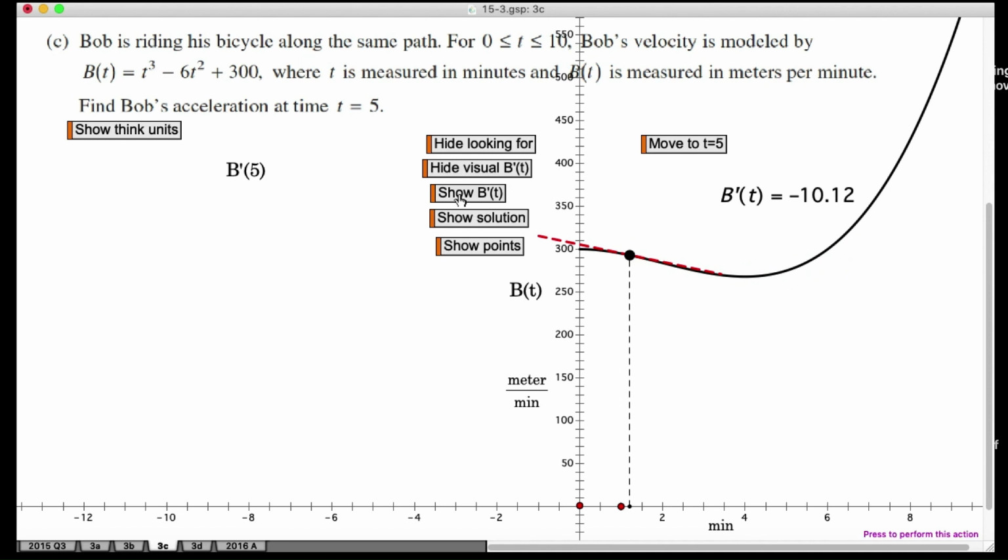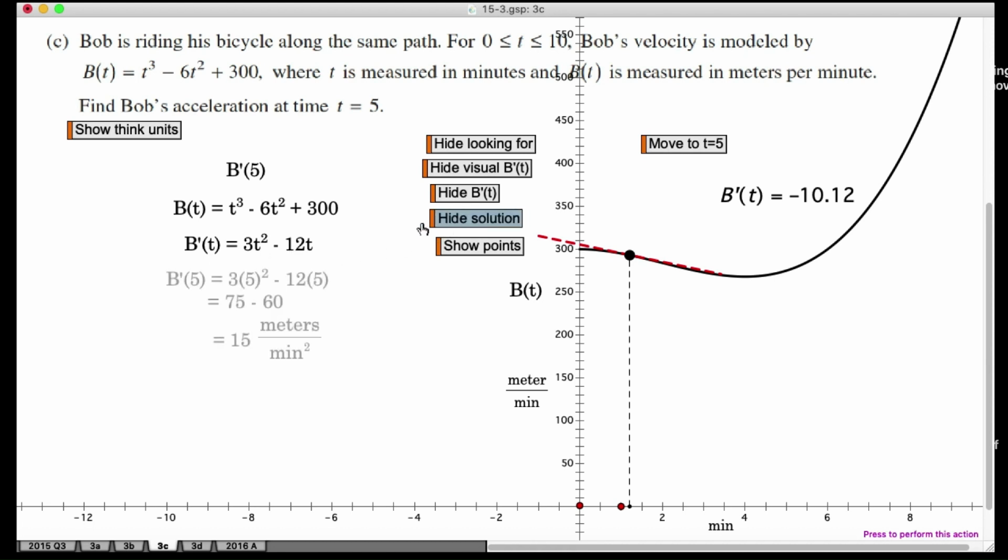So if I want to find b prime of 5, b of t is equal to this function they gave us. You just differentiate, and the derivative of a polynomial is 3t squared minus 12t, and the derivative of a constant is 0. To get b prime of 5, I plug in 5 for t. t squared is 25, times 3 is 75. 12 times t is 60. Subtract, and I get 15, and the units of acceleration in this case are meters per minute squared.